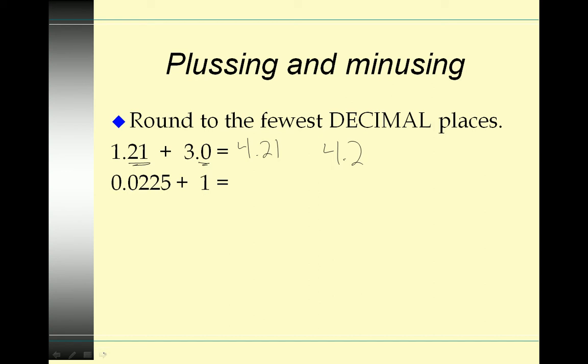0.0025, so this one has 1, 2, 3, 4 decimal places. This has none. So believe it or not, my calculator would tell me 1.0225. But the correct answer is just plain old 1.